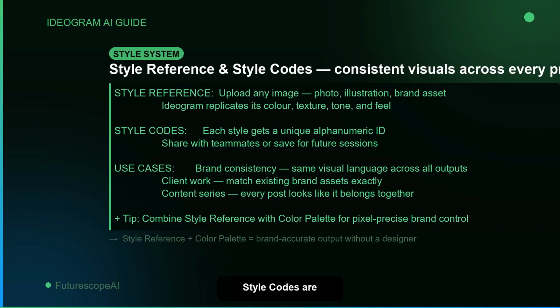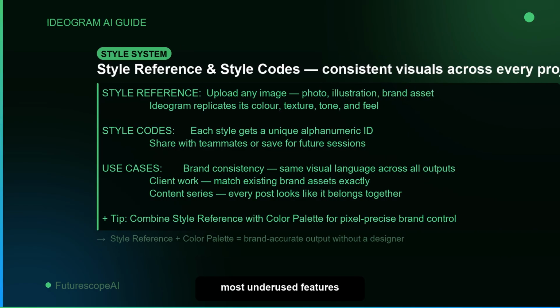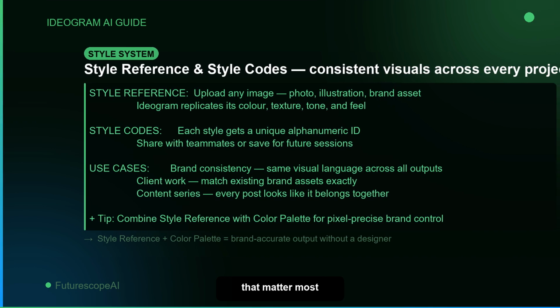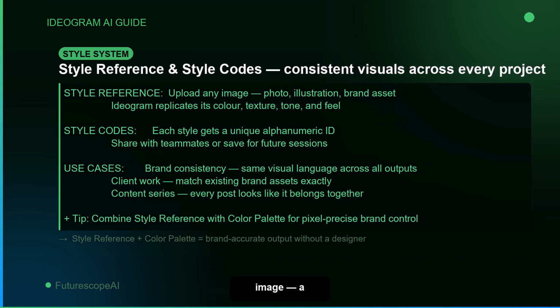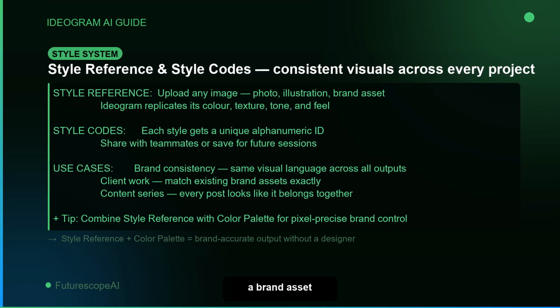Style reference and style codes are two of Ideogram's most underused features and the ones that matter most for professional and brand work. Style reference: upload any image, a photo, an illustration, a brand asset, and Ideogram replicates its color palette, texture, tone, and overall aesthetic across every new image you generate in that session. You are not copying the content of the reference image, you are capturing its visual language and applying it to new subjects.